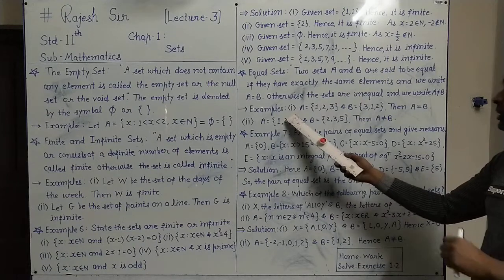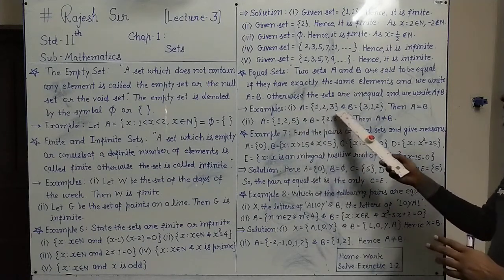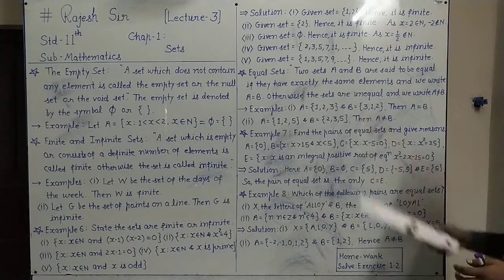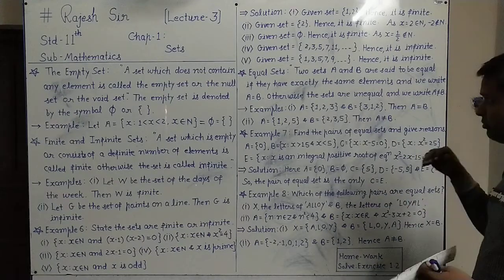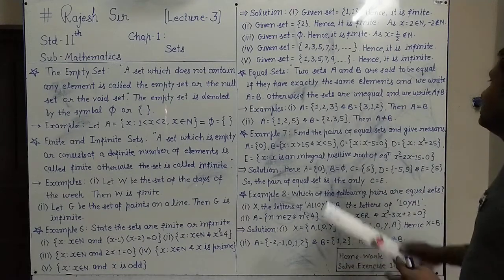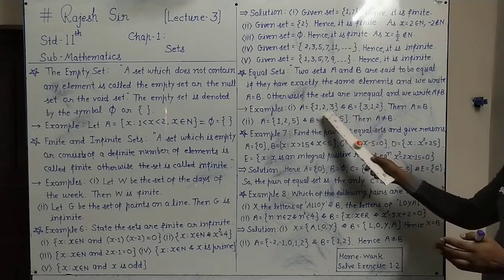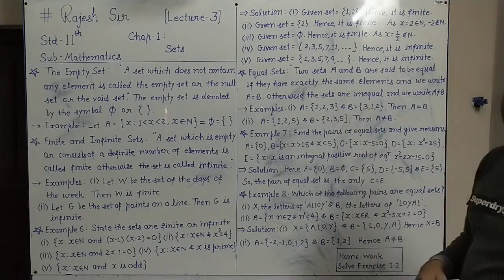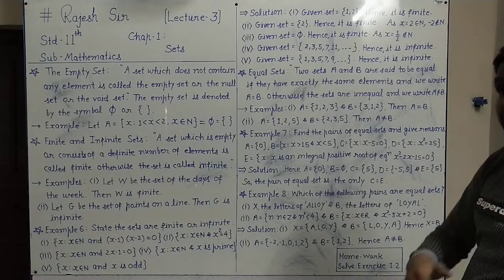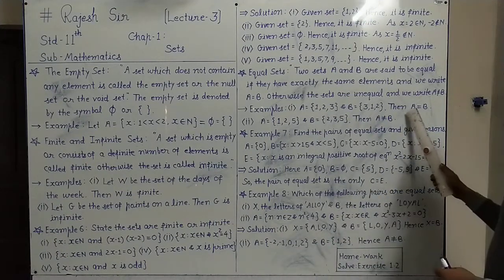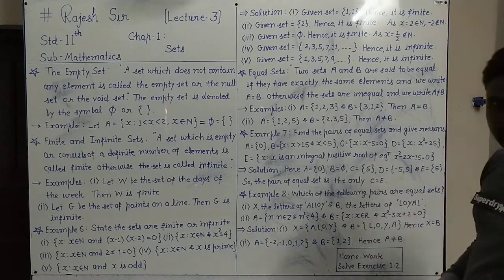Example: number one, A equal to {1, 2, 3} and B equals {3, 1, 2}. Order is not compulsory in a set. This can also be written, all 3 elements, as 1, 2, 3 and here also 1, 2, 3. So A and B both have exactly the same number of elements and the same elements. Then A equal to B, means they are equal sets.